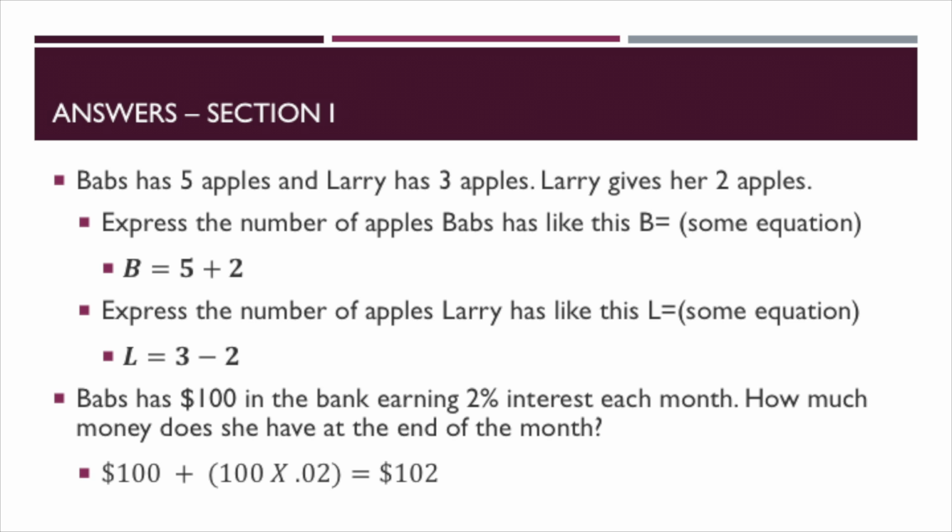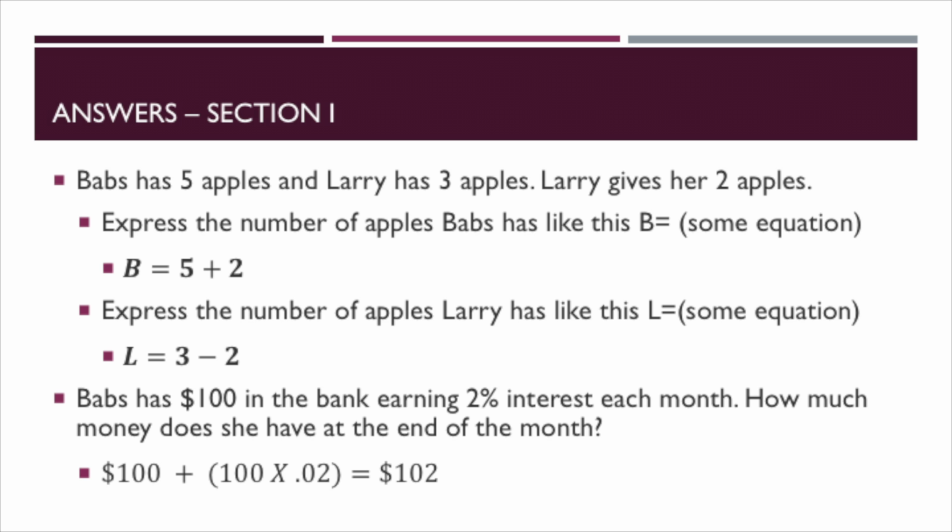Congratulations, you got through the questions. Let's go through some answers. First one was Babs has 5 apples and Larry has 3 apples and Larry gives her 2, and we express the number of apples Babs has. Well, it's 5 plus 2 apples, so that's B equals 5 plus 2. The second one is express the number of apples that Larry has. Well, Larry had 3 apples and gave away 2, so L equals 3 minus 2.